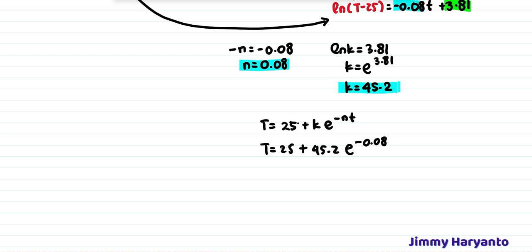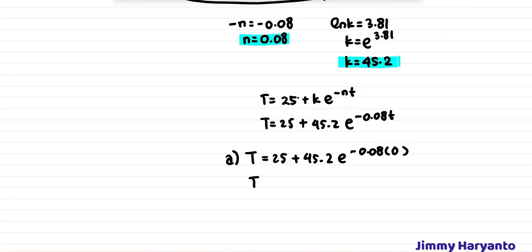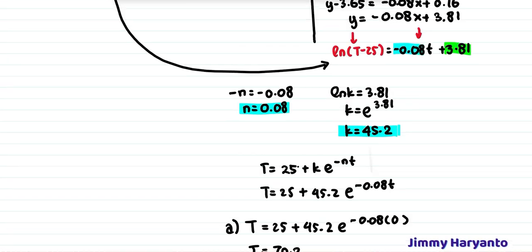The question says the initial temperature. Initial temperature means the temperature when the time equals 0. Yeah, because initial means the time is 0. Negative 0.08 times 0. Okay, let's calculate this. And the result is 70.2. That means the initial temperature is 70.2.